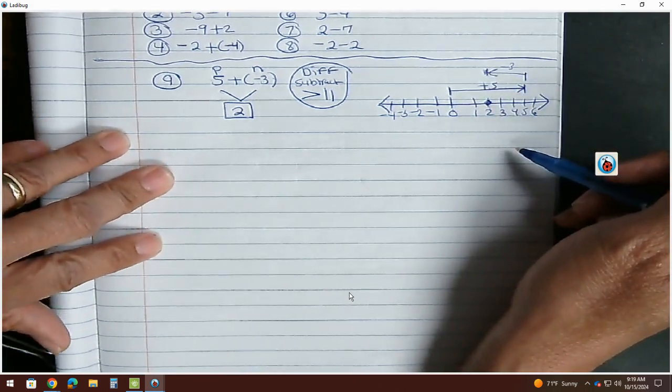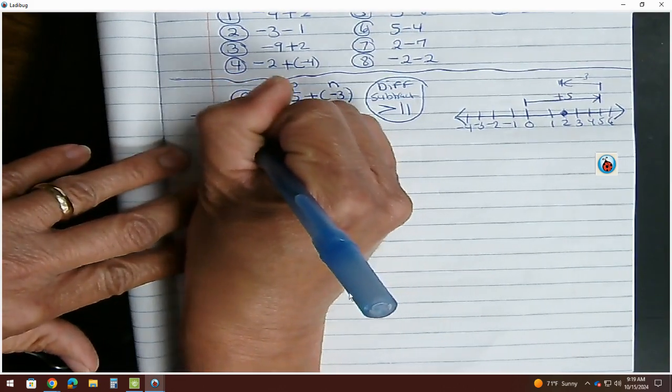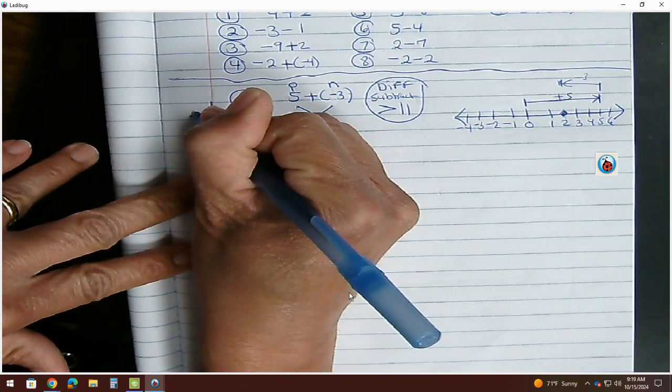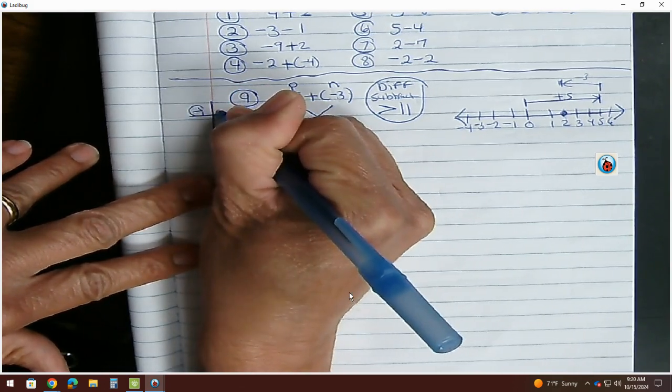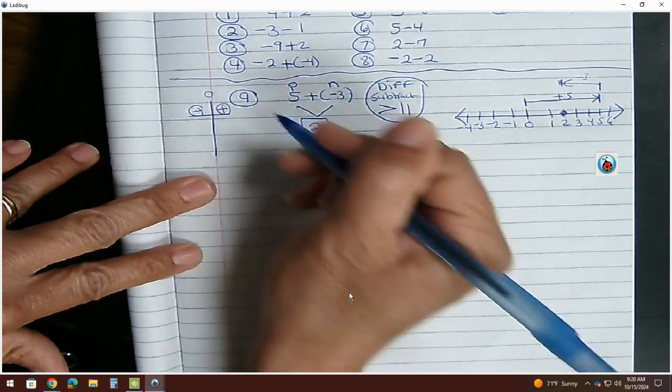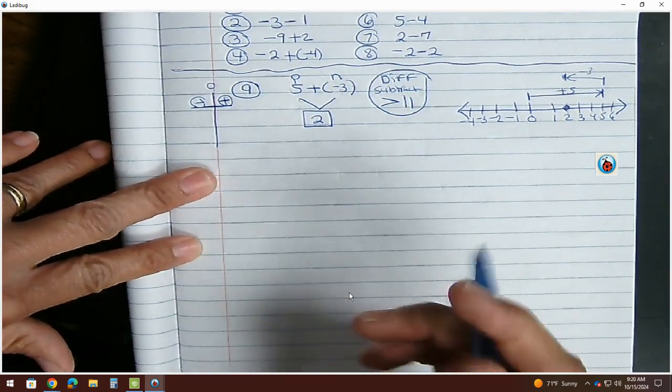How else can you prove it now? You're going to go to the other side and do a chip table. Who's on the left side of 0? Negatives. Who are on the right side of 0? Positives. Okay, this line could be like your 0. Para que practiques eso también.